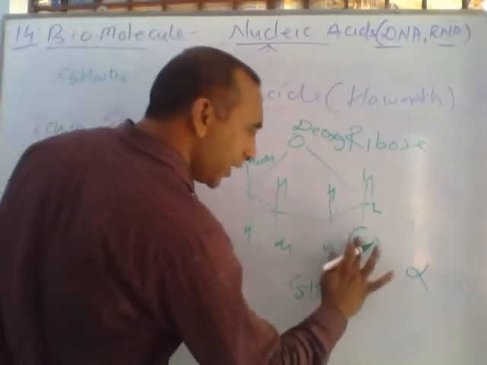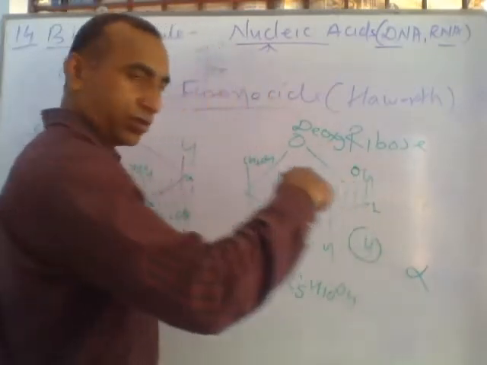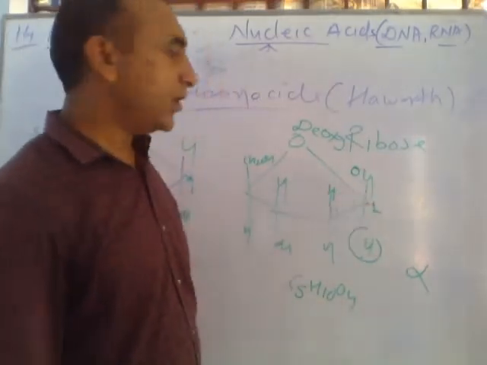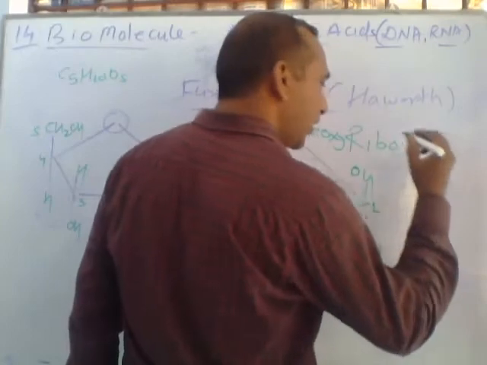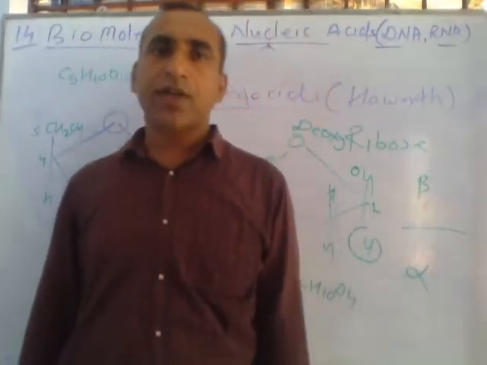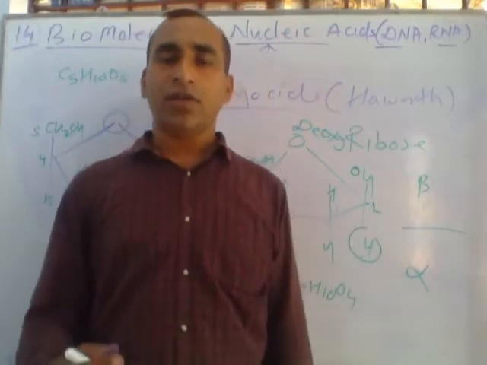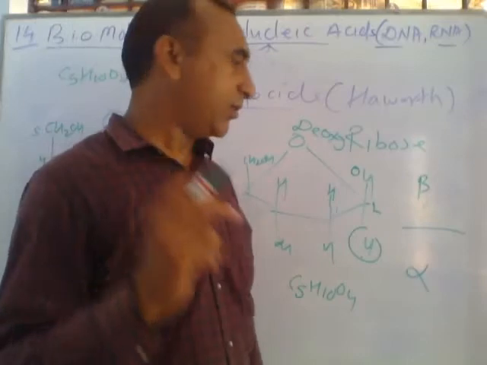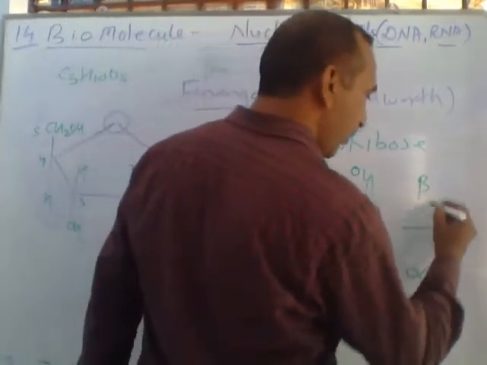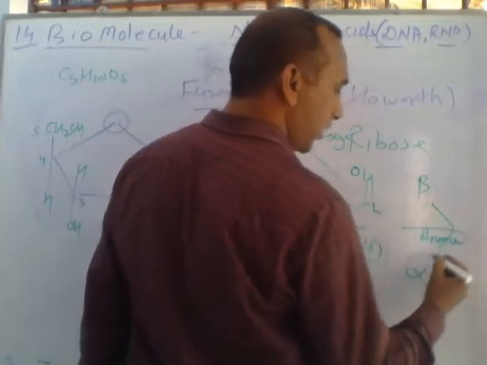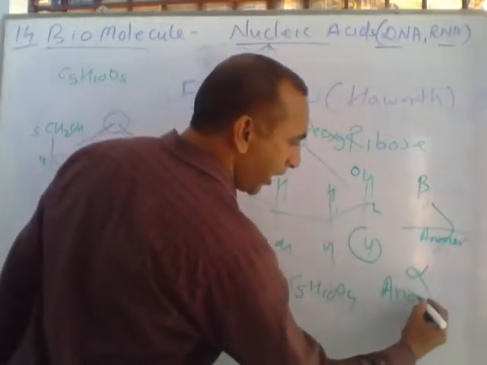If I change the OH on the first carbon from the bottom to the top of the plane, this is called beta deoxyribose. So we can say beta and alpha ribose and deoxyribose on the basis of the orientation of H and OH on the first carbon atom. These two forms are also called anomers. Anomer. In the exam they ask what are anomers.